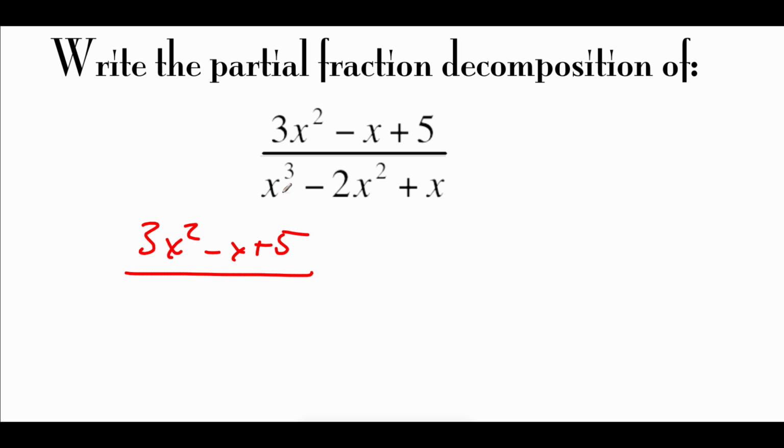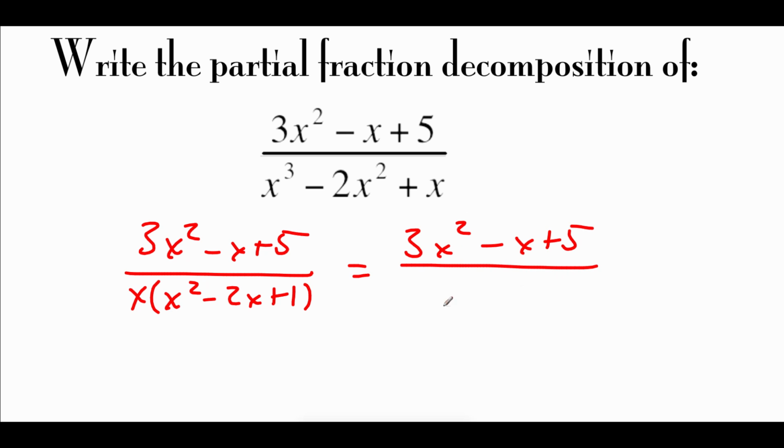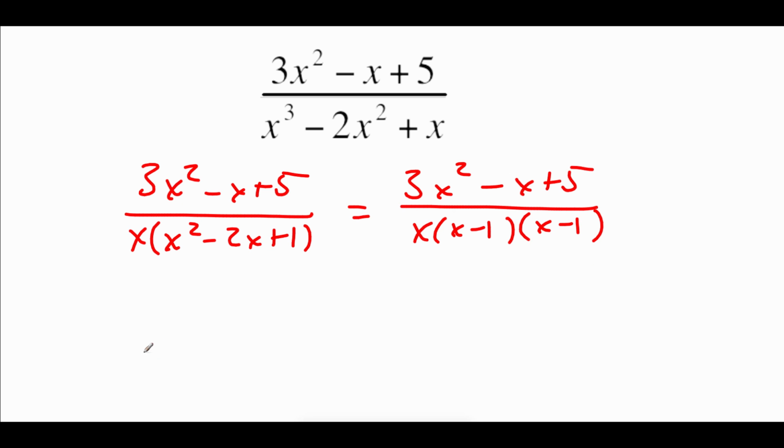I see that all of these terms have x's in them, so I'm going to pull a GCF out. So then we get x times x squared minus 2x plus 1. There's more factoring that we can do with this x squared minus 2x plus 1. If we factor that out, on top we've still got 3x squared minus x plus 5. On bottom we've got x times, factoring this out, we'd get x minus 1 and x minus 1. So this is a repeated linear factor. So I'm going to write that out as x times x minus 1 squared. And then our numerator is still 3x squared minus x plus 5.